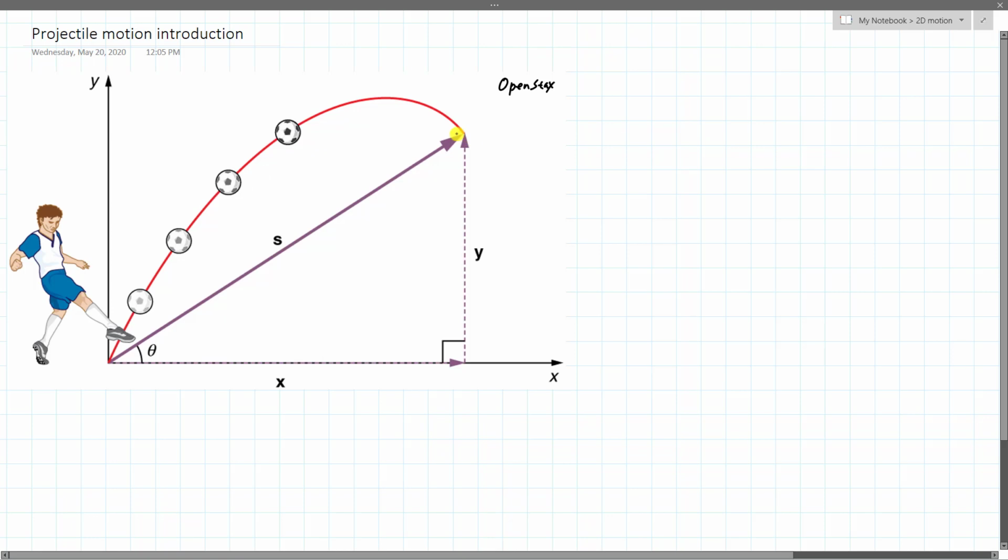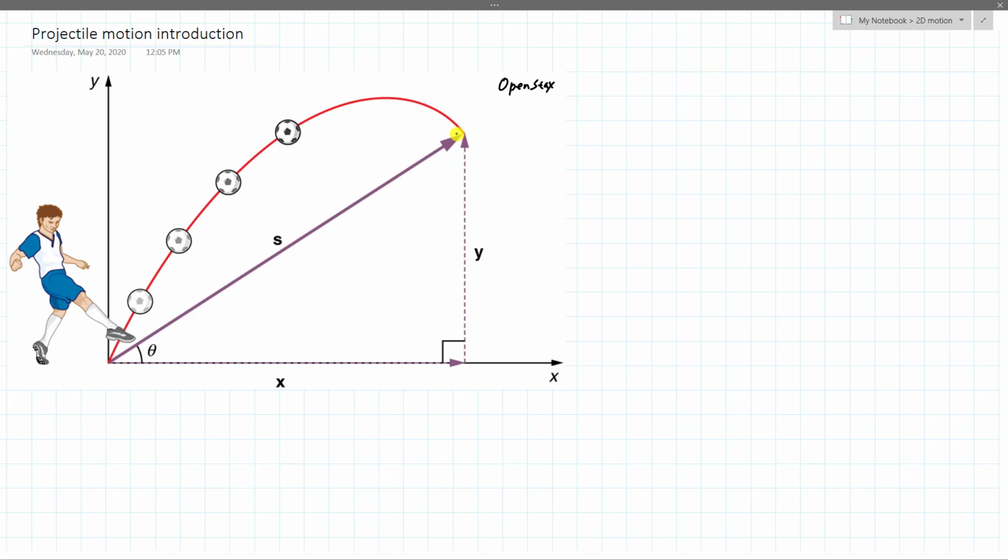trajectory. We can imagine there's no air resistance or air drag, although it would be no fun to play soccer without any air. You won't be able to do any tricks. This is an approximation. So we assume there's no air drag, so only gravity applies to the ball.